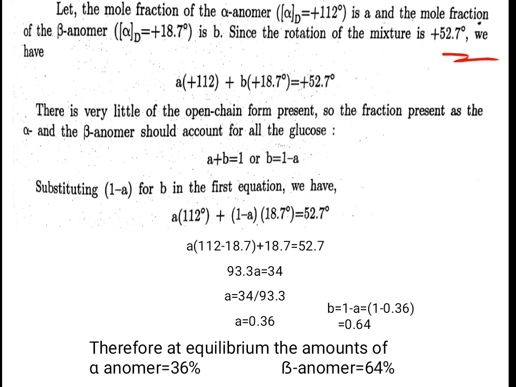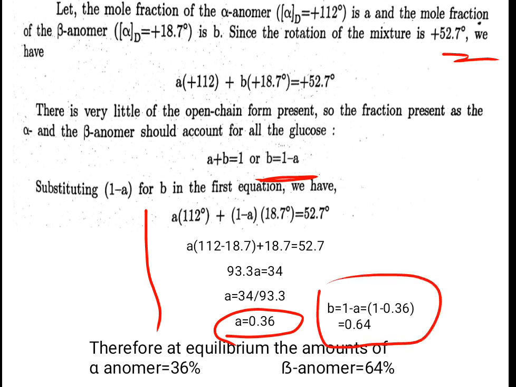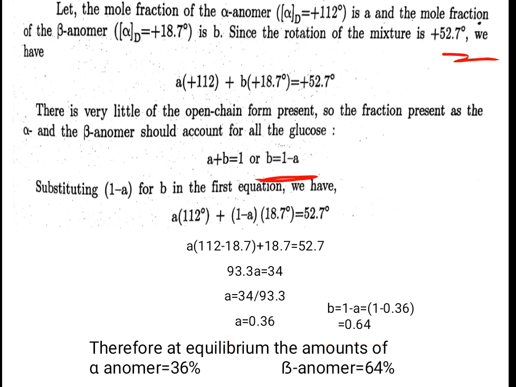and then we are substituting B by 1 minus A. So we get this, and after a very short calculation, you can do it yourself, you will get that A comes out to be 0.36 and B comes out to be 0.64. Therefore, at equilibrium the amount of alpha anomer is 36% and beta anomer is 64%.